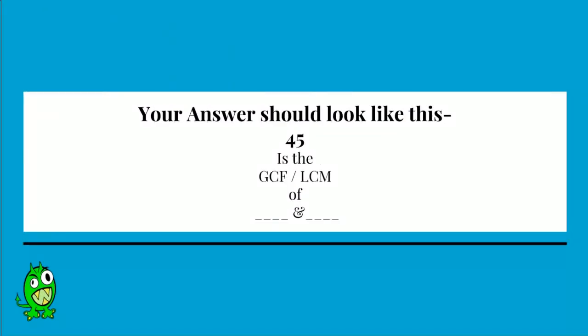Your answer should look like this. I circled the 45 because that's what I got as my answer. I was finding the LCM, so I circled that. And the two numbers that the slide gave me were 5 and 9, so I filled that into my number sentence. So your answer says 45 is the least common multiple of 5 and 9.